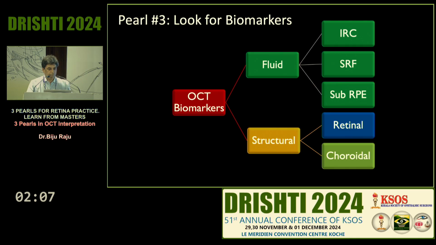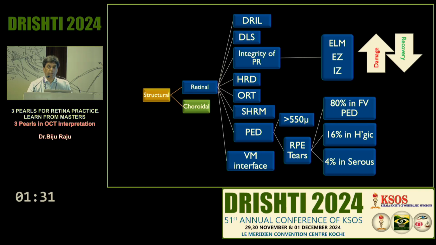My third pearl would be to look for the biomarkers. In OCT, there are two classifications of biomarkers, the fluid biomarkers and the structural. The fluid being based on the distribution of the fluid in the retina as intraretinal cyst, subretinal fluid, and sub-RPE. We know that intraretinal cyst or fluid is more dangerous than the subretinal fluid, which some authors say is protective to the status of the retina. So when we know the level of the fluid in the retina, we can have a prognostic outcome. We can prognosticate the outcome after treatment of those patients.